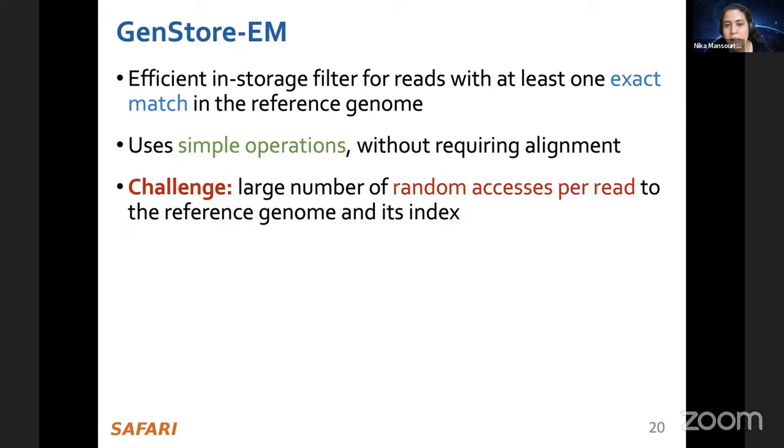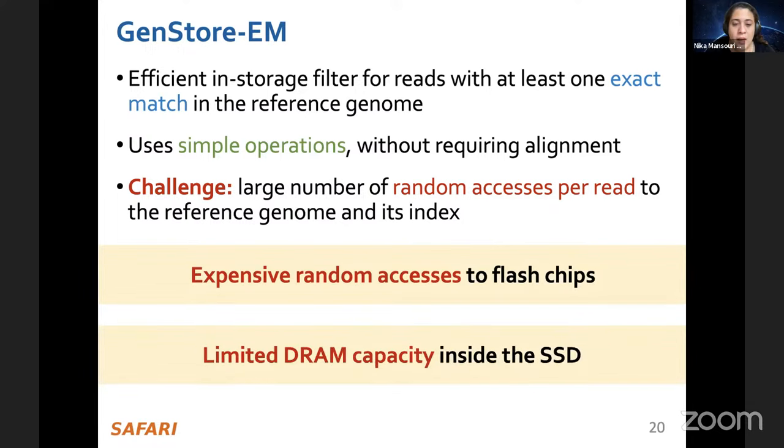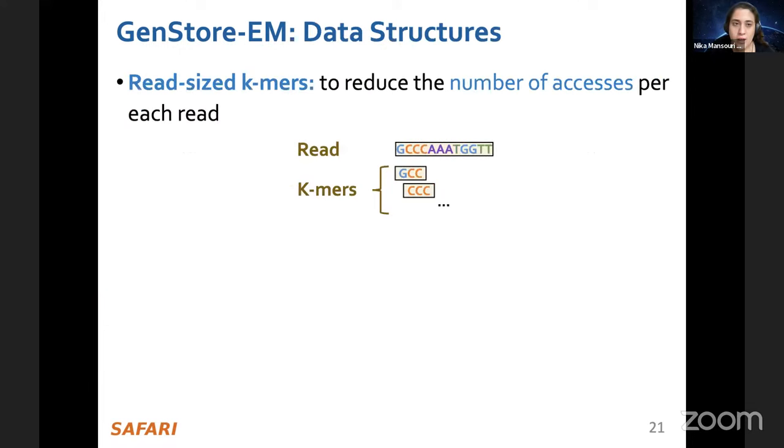Overall, these challenges stem from the fact that there is a large number of random accesses per read to the reference genome and its index. That is expensive because it's difficult to have random access to flash chips due to their latency. And also we don't have enough DRAM capacity inside the SSD to support these random accesses efficiently. Here I talk about the key ideas that enable addressing these challenges in GenStore EM.